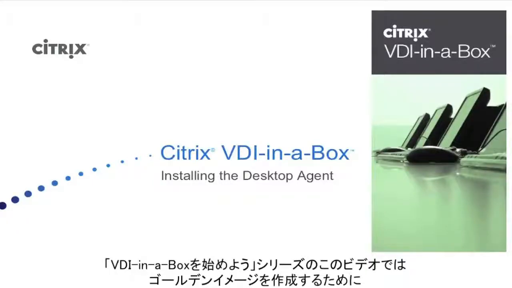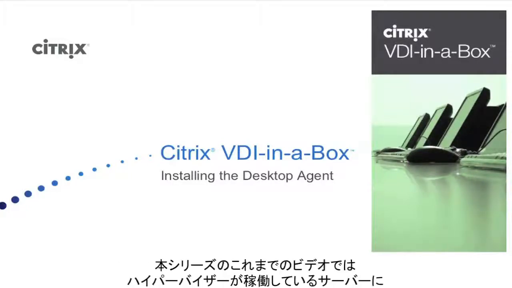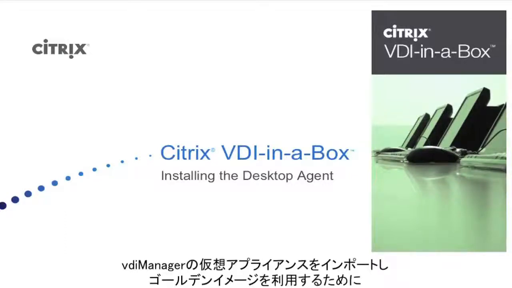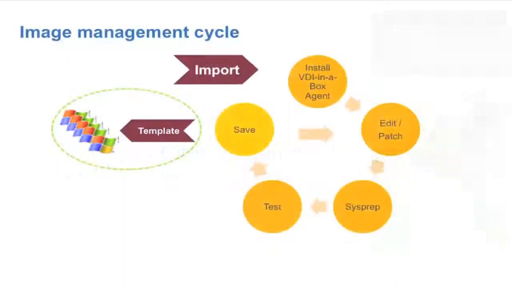In this Getting Started with VDI-in-a-Box video, we will talk about how to install the desktop agent as a step towards creating a golden image. In the previous videos in the series, we imported the VDI Manager virtual appliance to our off-the-shelf server running our choice of hypervisor, and imported the Windows image that we are now configuring to use as our golden image.